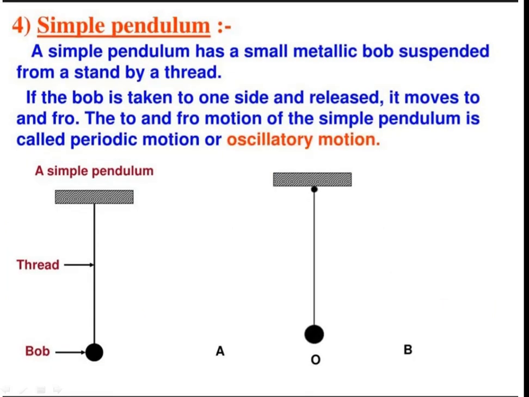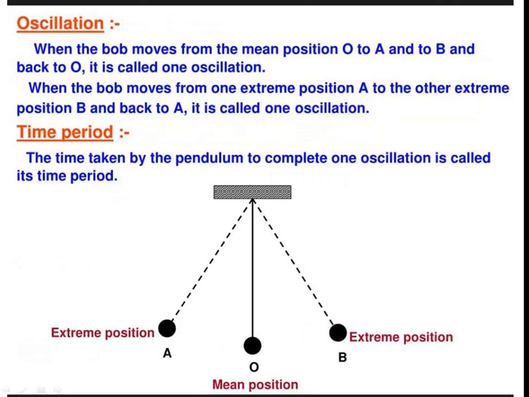A simple pendulum has a small metallic bob suspended from a stand by a thread. If the bob is taken to one side and released, it moves to and fro. The to and fro motion of the simple pendulum is called periodic motion or oscillatory motion.